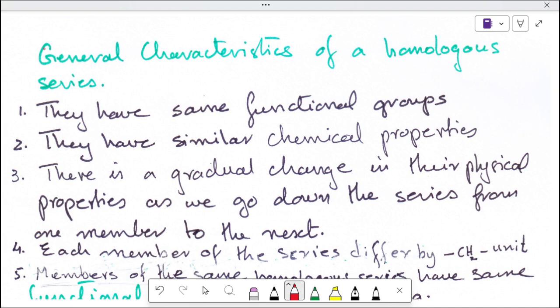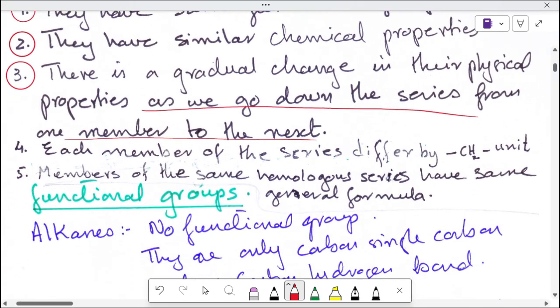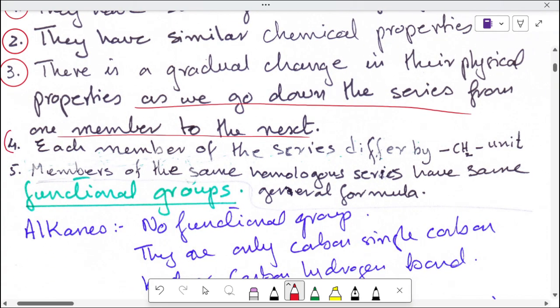Now, general characteristics of a homologous series. Remember, this homologous series is just like a family of different carbon compounds which have the same properties. So they have the same functional groups, and they have similar chemical properties. There is a gradual change in their physical properties as we go down the series from one member to the next. Number 4, each member of the series differs by a CH2 unit. Number 5, members of the same homologous series have the same general formula.